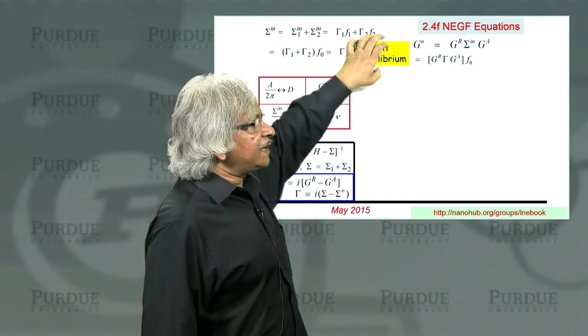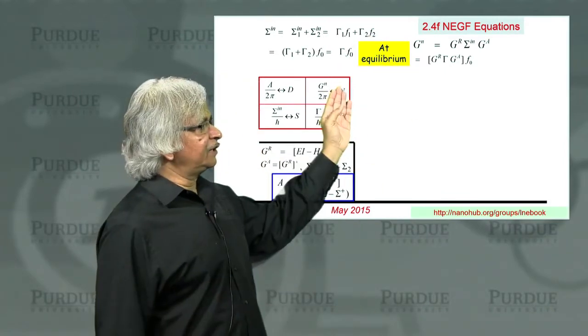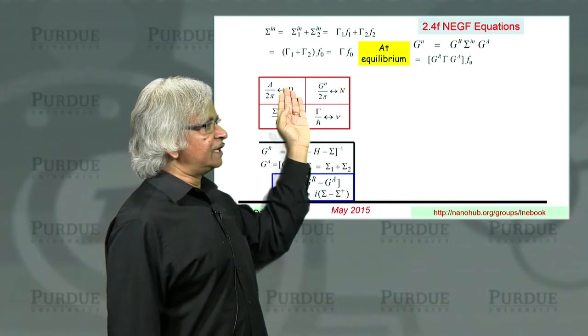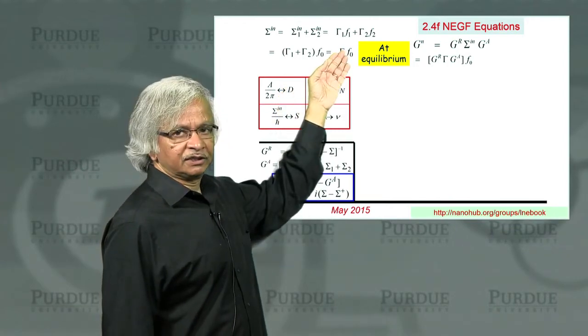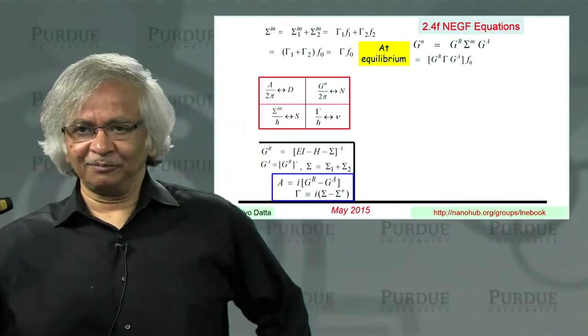Now, the point is that at equilibrium, of course, what we expect is that the number of electrons should be equal to the density of states times the Fermi function. That, as I mentioned, is this basic law of equilibrium statistical mechanics.